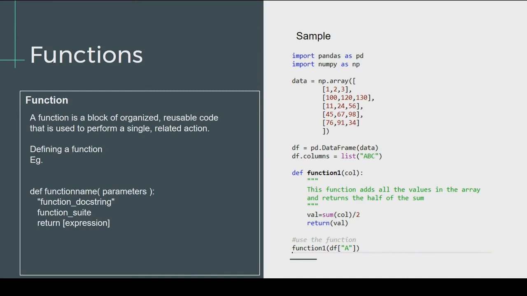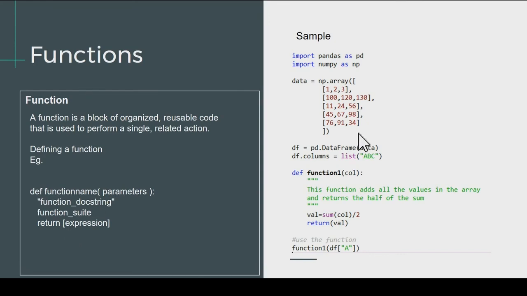Before we start with data visualization, there's one small topic that I would like to address, and that will be useful going forward: functions. I'm sure you've already heard about this, but let's take a minute to revise a few things. A function, in a nutshell, is a block of organized, reusable code that is used to perform a single related action. Now, the syntax in Python will be def, the function name, the parameters that we would require, the function suite, and finally return something if required.